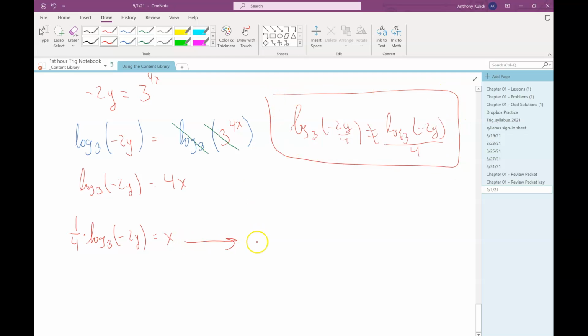So then I will replace my function notation and trade out the x's and y's.